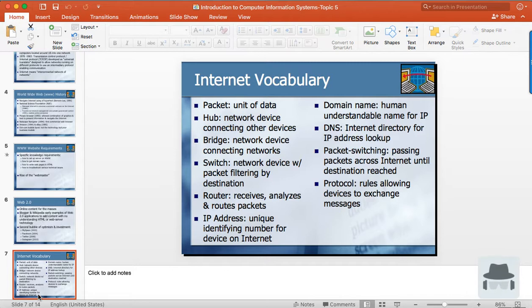Packet switching is the function that a router serves. It'll take packets in, try to figure out where they're supposed to go, and route them to another destination until it ultimately is found. So the internet is all based upon a whole bunch of routers sending packets back and forth, and ultimately looking for targeted destinations.